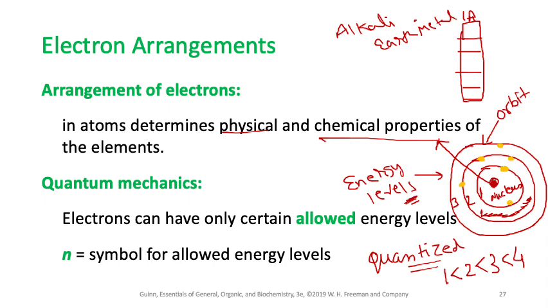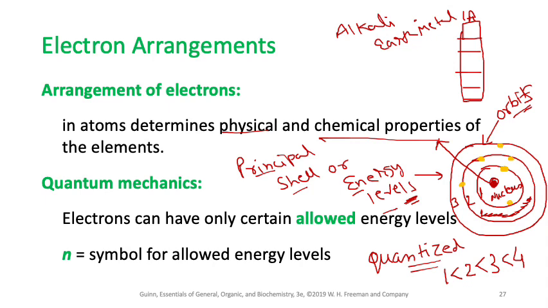We also have a different name called principal energy shell, or principal shell. So don't get confused if you get different names: principal shell, energy levels, or orbits. They are synonyms for the energy level.